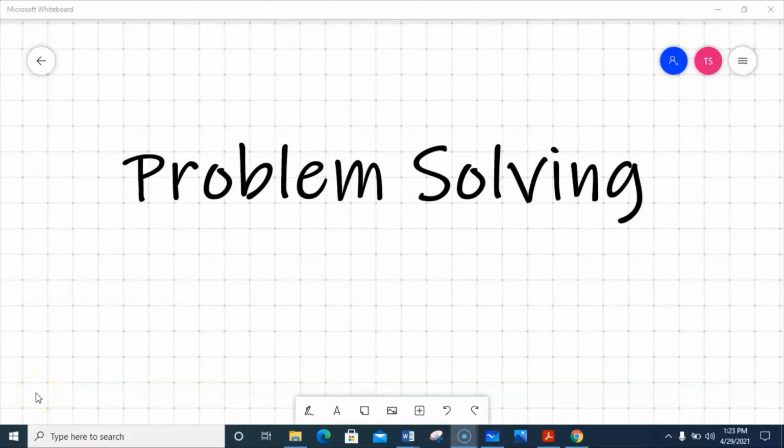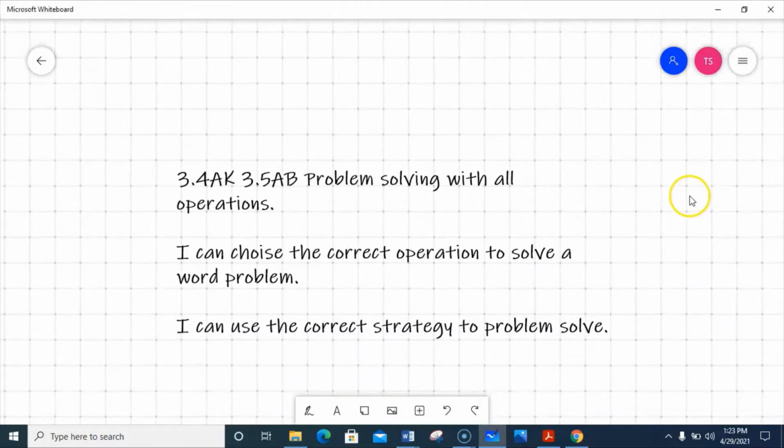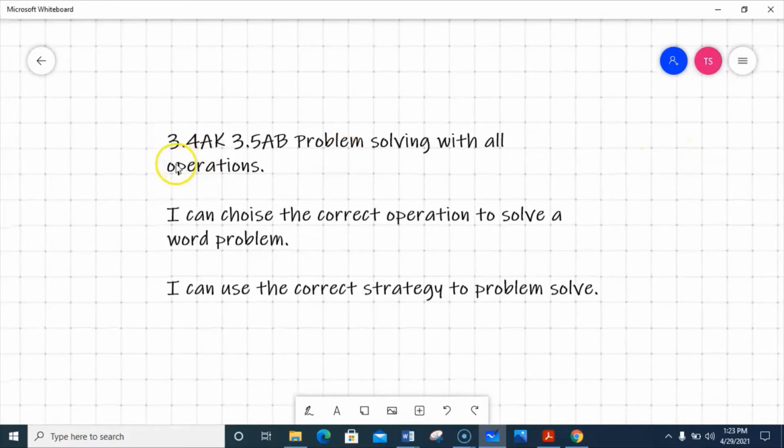We're going to be talking about problem solving today. And we're going to be talking about a wide variety of skills, really. We're going to be talking about 3.4A and K and 3.5A and B. And that's problem solving with all operations, basically what it is. And the I can statements are: I can choose the correct operation to solve a word problem, and I can use the correct strategies to problem solve.